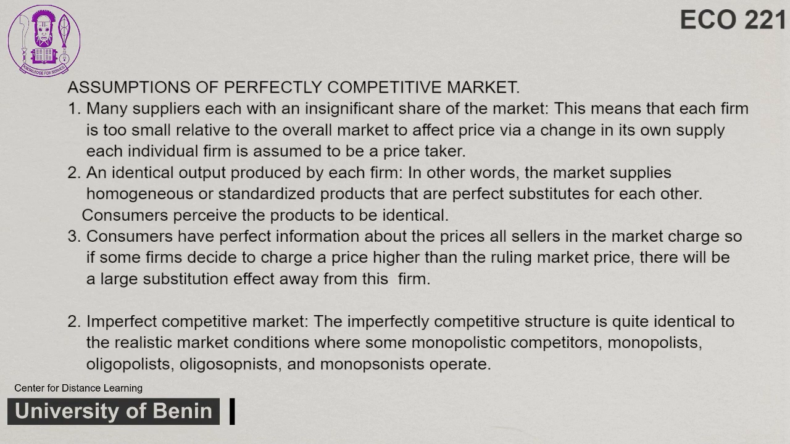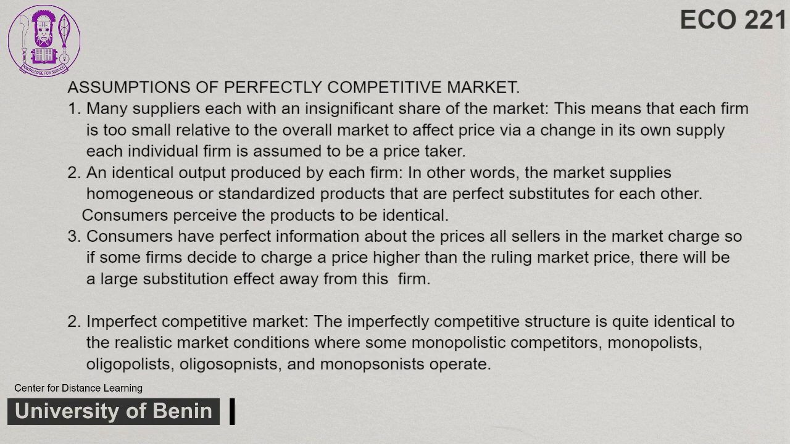Assumptions of a perfectly competitive market. 1. Many suppliers, each with an insignificant share of the market. This means that each firm is too small relative to the overall market to affect price via a change in its own supply. Each individual firm is assumed to be a price taker. 2. An identical output produced by each firm. In other words, the market supplies homogeneous or standardized products that are perfect substitutes for each other. Consumers perceive the products to be identical.